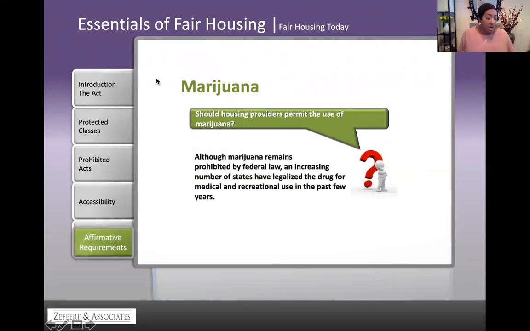Let's look at marijuana on page number 7. We'll look at it. We're not smoking it. On page 17, reasonable accommodation marijuana. Should housing providers permit the use of marijuana? Although, and I'm going to read it, and then it's going to be real easy for federally funded properties, because it's a one answer, which is no. Although marijuana remains prohibited by federal law, an increasing number of states have legalized the drug for medical and recreational use in the past few years.